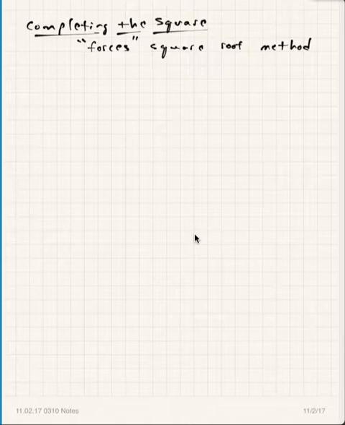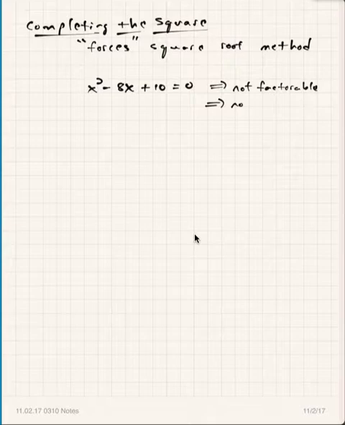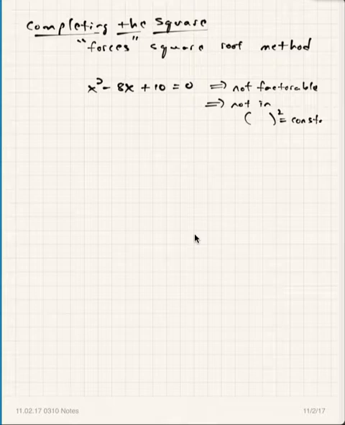Now remember, I am only going to ask you very simple, very straightforward equations on this. So this would be the kind of example we might look at for completing the square: x squared minus 8x plus 10 equals 0. Notice that this is not factorable. There's no way to factor that. And it's also not in the something squared equals a constant form. So the first two methods don't work here.